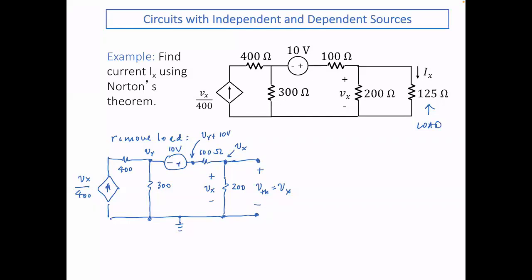So applying now KCL to this point, what is my KCL equation? I have V sub x over 200, plus V sub x minus the voltage here. But what is the voltage here? That's V sub y plus 10. This is over 100. I only have two currents, no? The current going down here and the current going to the left here. So this should be equal to 0.